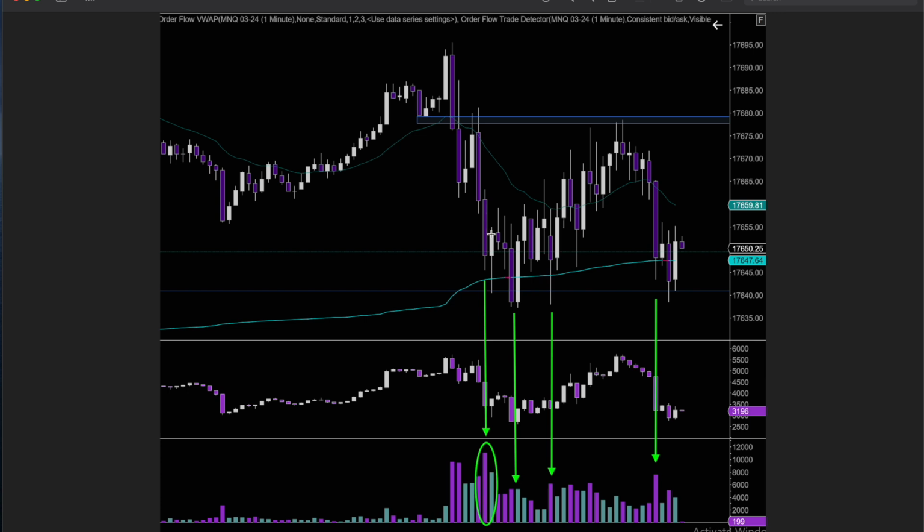Now, I wasn't super eager to jump in long right then and there because this was a pretty clean little trend on the 1-minute of lower highs and lower lows. So the market then tested and probed a little bit lower. Notice again on these two volume bars, this little increase in volume as the market probed below that low and rejected.